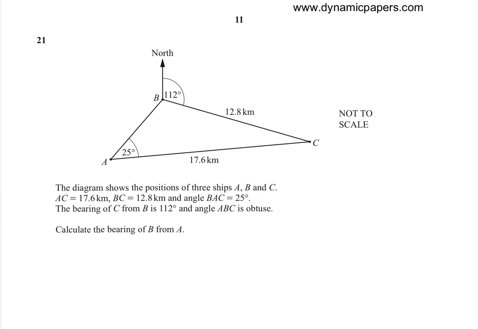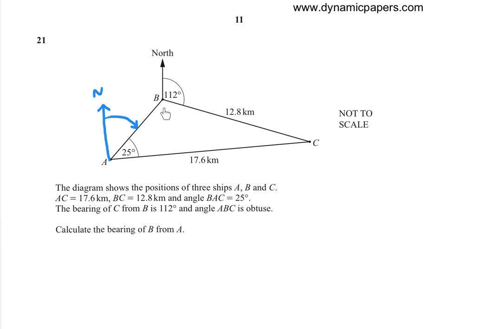To find the bearing of B from A, you have to draw the north at A, which is parallel to the original north, and the bearing of B from A starts from the north at A, then moves clockwise. So I need this bearing, so I need this angle. How to find this angle? You can find this angle if you can find that one, because they add up to 180. But how to find this angle?